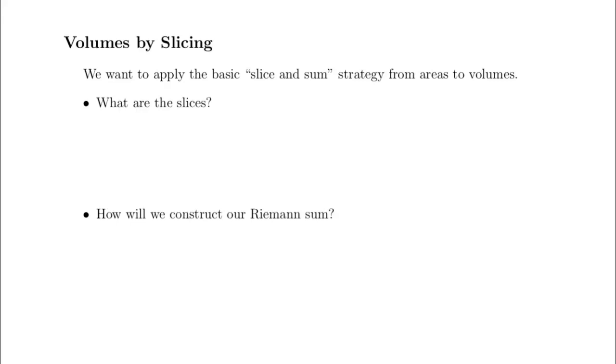So let's start off with the basic idea of how to find a volume by slicing things. Again, we're going to take this slice and sum strategy. We have some sort of three-dimensional solid. You can imagine a ball or a cube or something else, whatever you would like. And we're going to try and slice this up into really small pieces. I always imagine taking a big bit of ham and running it through a deli slicer. What are those slices going to be? Well, they're going to be really, really thin.